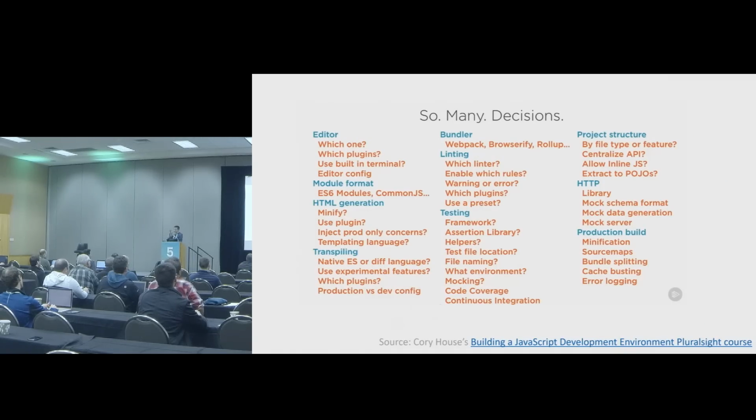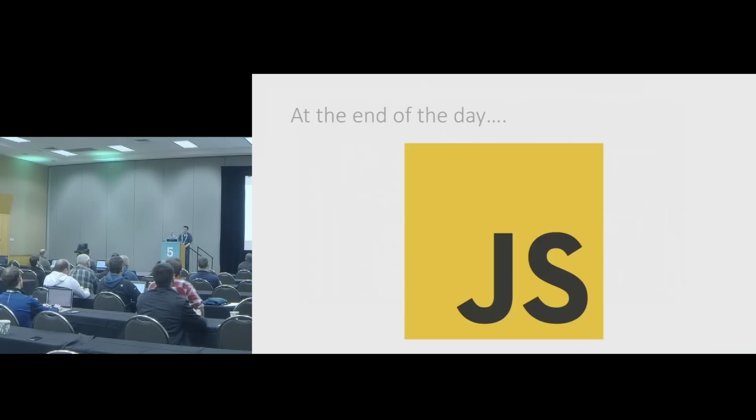And was anybody in Corey House's talk in this room right before this? A handful? Cool. So he has a Pluralsight course where he is talking about building a JavaScript development environment, where he outlines all these different choices that you have to make when you're building a JavaScript development environment. And I would actually argue that this isn't an extensive list. I would argue you probably have to make even more decisions than this.